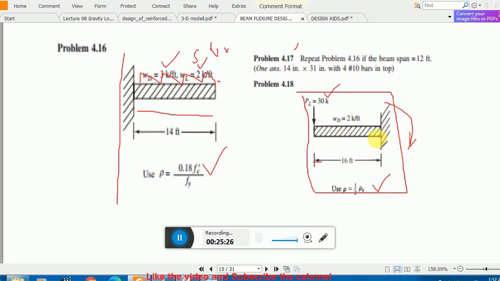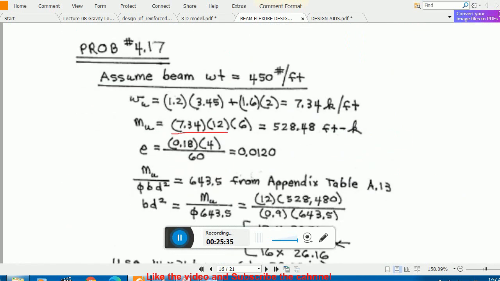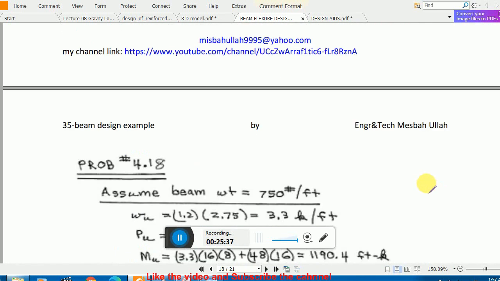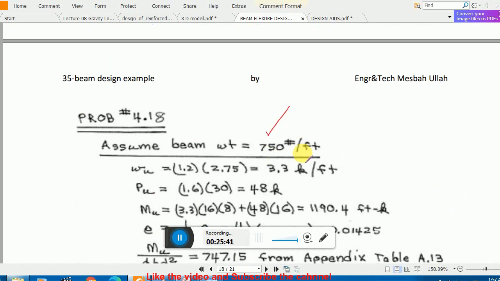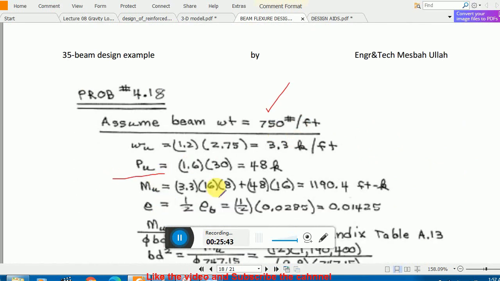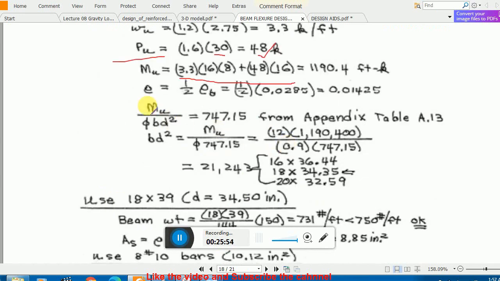Wu times 16 divided by 2 plus 30 times this distance. That will give you the maximum moment. So this is the only difference, and the rest of the things are the same. Let's see. The weight of the beam is included. Pu is calculated, that is 30 times 1.6. Mu is calculated. See, Wu times 16 divided by 2, and that factored load times 16.